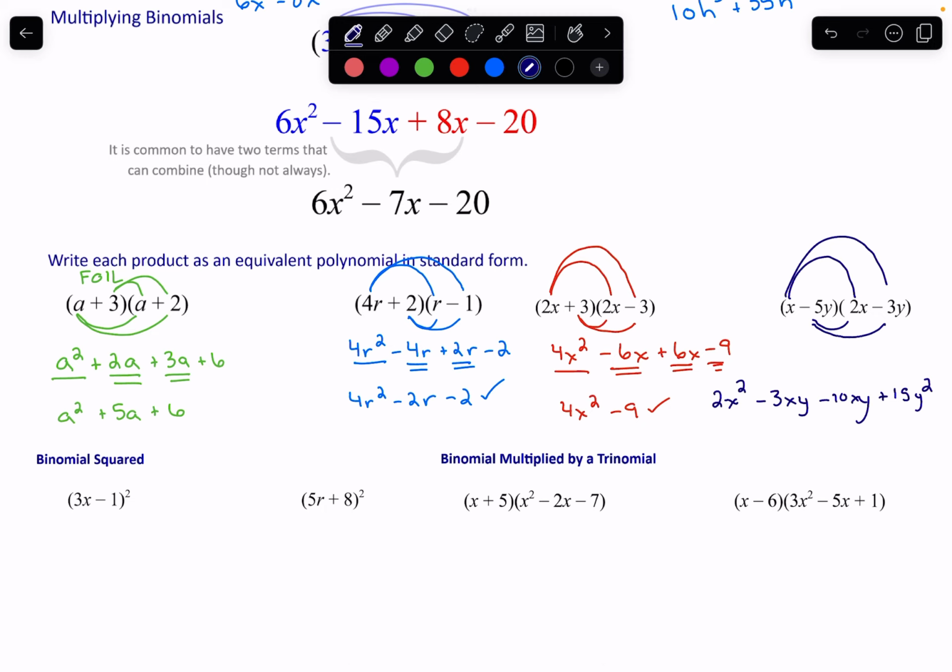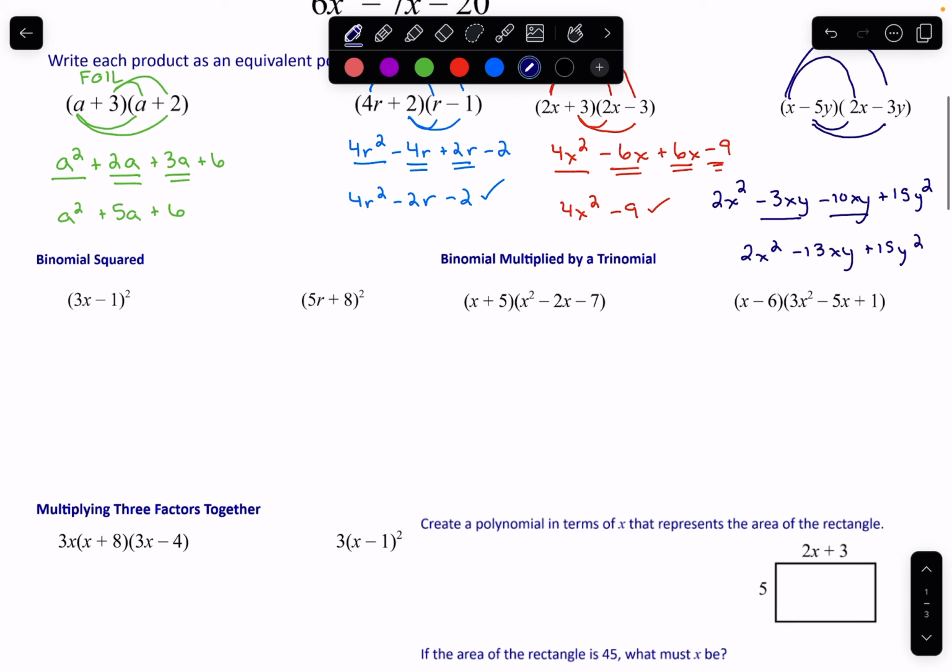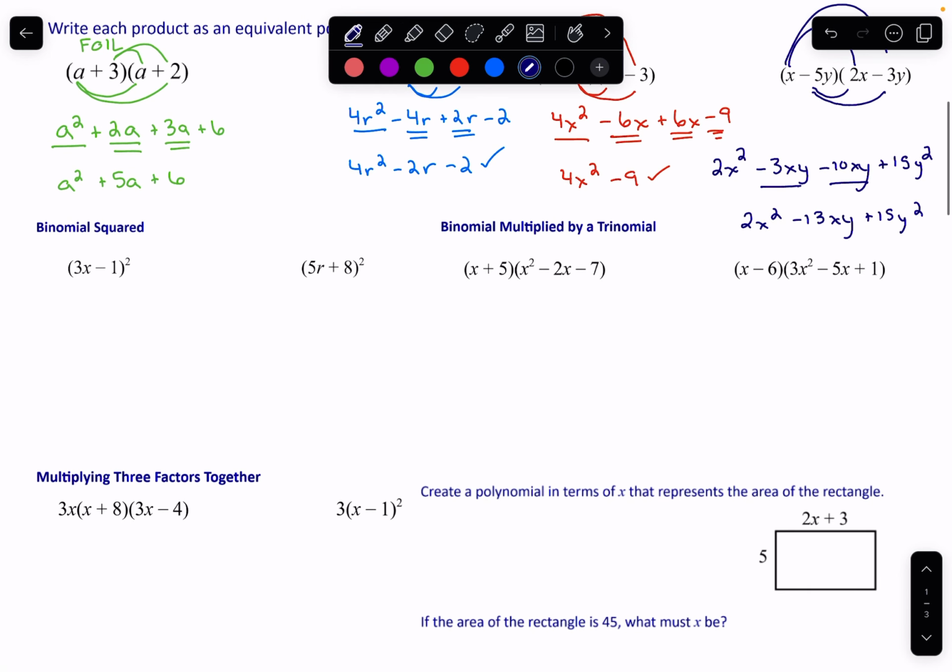Now on this one, my middle terms go together. So I'm going to start with my 2x squared again. And then negative 3xy and negative 10xy gives me negative 13xy. And then I end with plus 15y squared. Okay. Same idea, but a little bit of different notation.